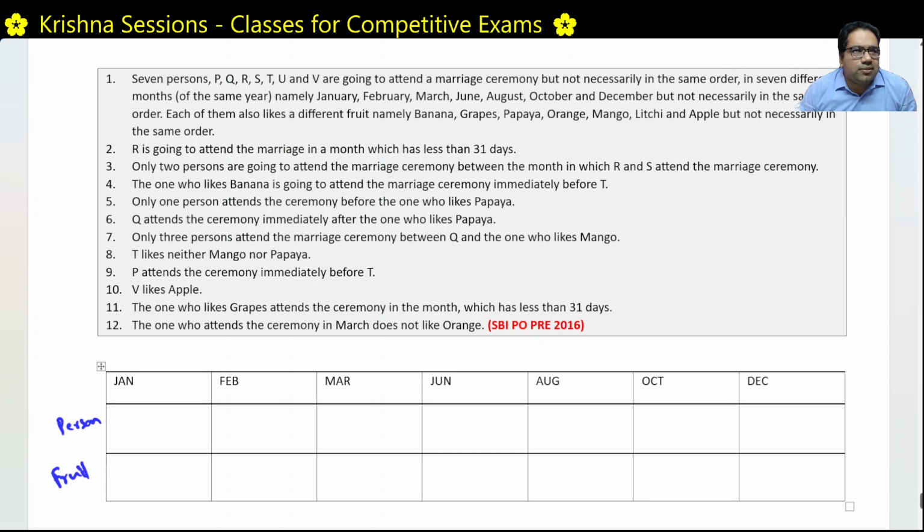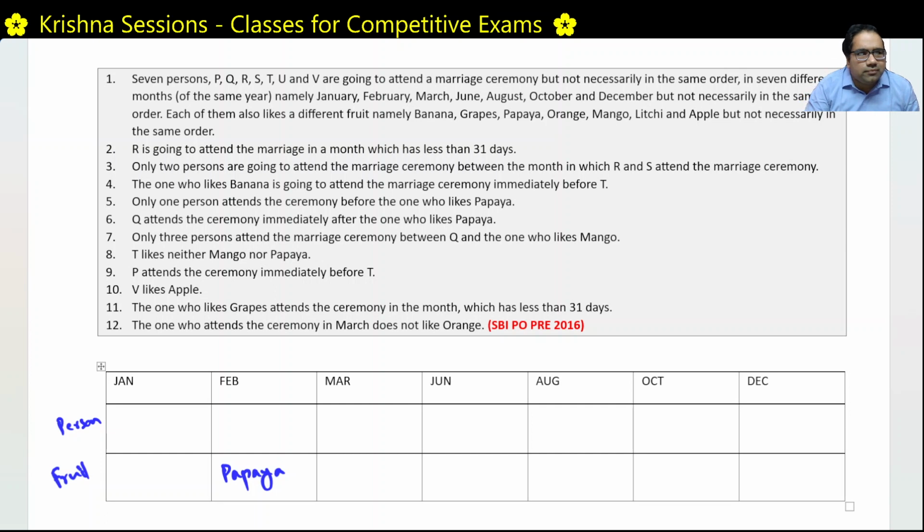The one who likes banana is going to attend the marriage ceremony immediately before T. This also you cannot use directly. Only one person attends the ceremony before the one who likes papaya. This seems interesting, right? Only one person is attending the ceremony before the one who is liking papaya. What does that mean? The papaya should be the second guy, right? Because only one guy is going before papaya. The papaya guy should be the second guy. That means the papaya guy has to be February, right? So who likes papaya? February likes papaya. So this is the first good hint for us, right?